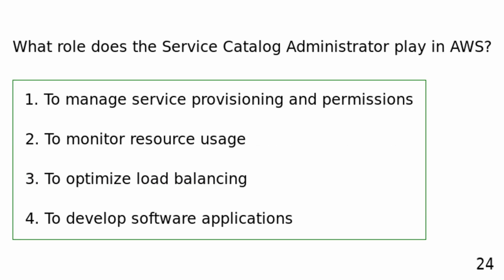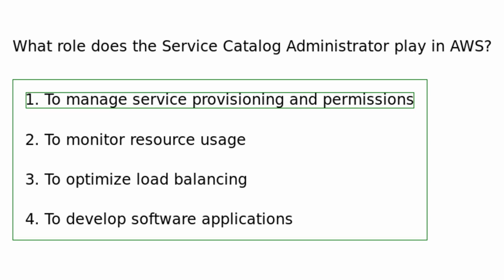What role does the Service Catalog Administrator play in AWS? To manage service provisioning and permissions. To monitor resource usage. To optimize load balancing. To develop software applications. The Service Catalog Administrator in AWS is responsible for managing service provisioning and permissions for users within the organization.